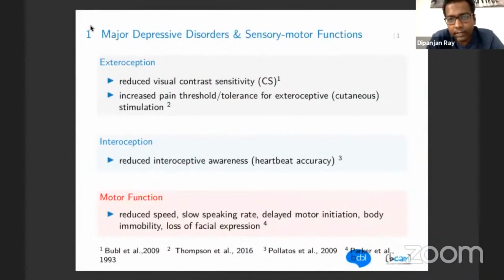Several alterations of sensory motor function are known in depression. There is reduced sensitivity of sensory perception, and there is also motor retardation leading to reduced speed and delayed motor initiation, slow speaking rate, and loss of facial expression. But please note there is a lot of heterogeneity in these things, in different subsets of depression patients. There are a few studies investigating the neural underpinning of these changes in sensory motor function in depression.